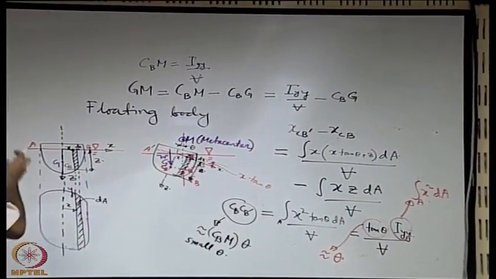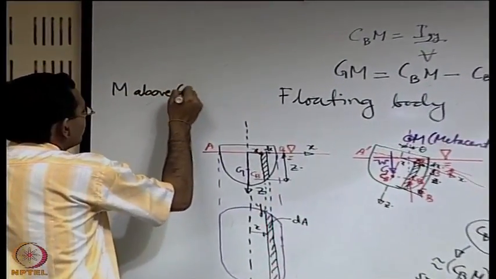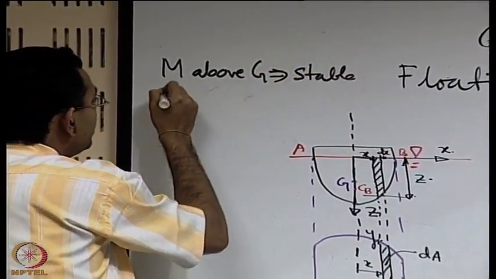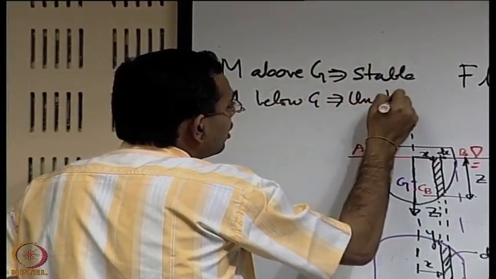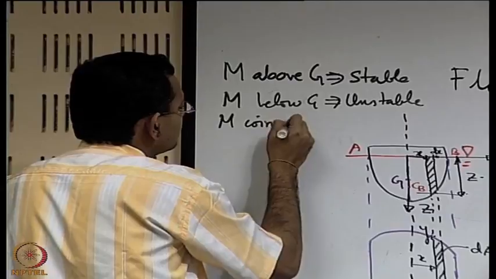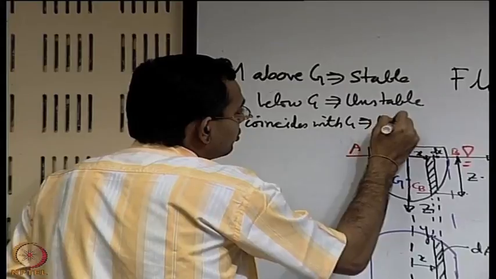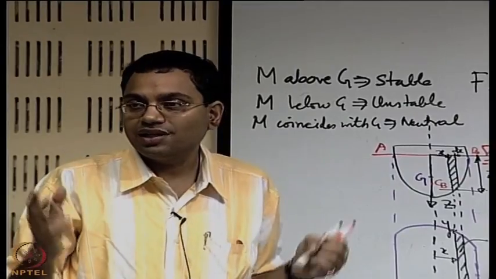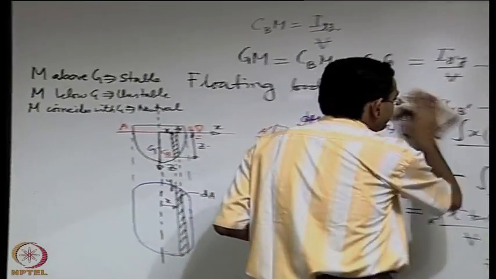So what is the stability criteria here? Let us summarize. If M is above G, it is stable. If M is below G, it is unstable, and obviously if M coincides with G, it is neutral. So you can clearly understand that M plays the equivalent role of the center of buoyancy in this case, but it is not exactly the center of buoyancy.